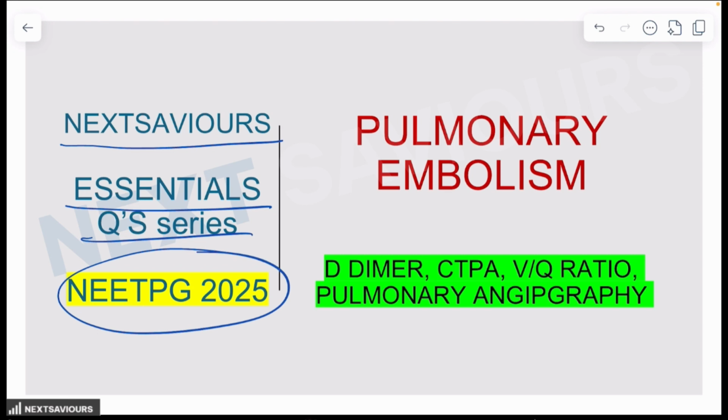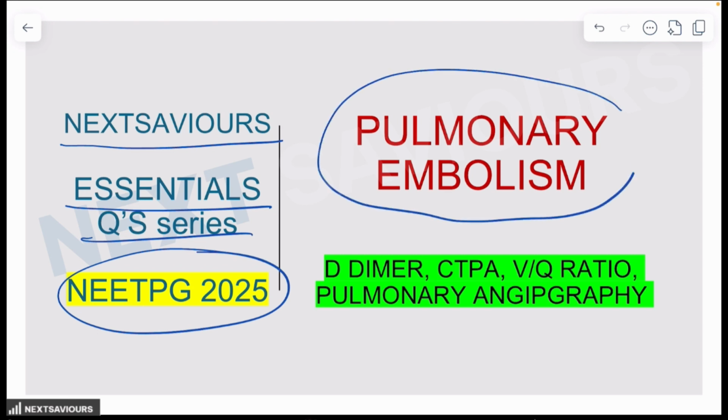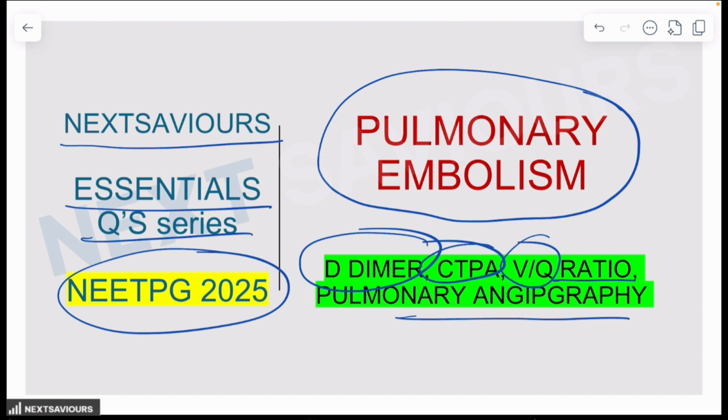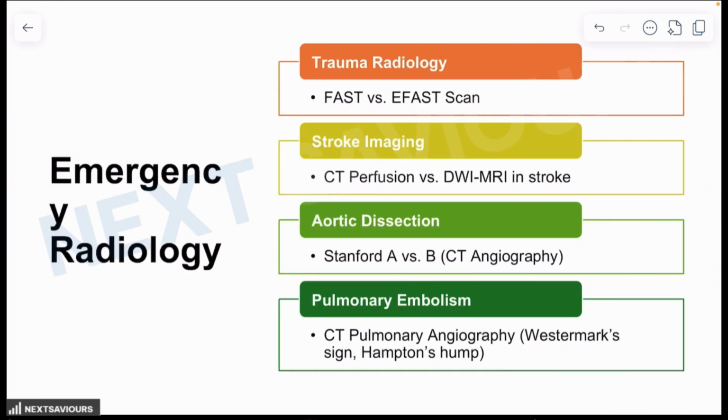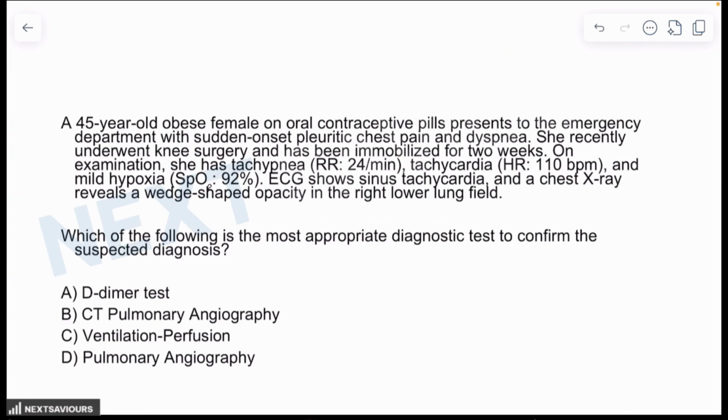Today we are going to have a discussion on the imaging for pulmonary embolism. That is, what is the role of D-dimer, the CTPA, the ventilation perfusion ratio, and the direct pulmonary angiography. NEET PG questions, at least one of these are going to be asked out of this topic. So let's evaluate the question. That means how to identify that the question is related to pulmonary embolism.